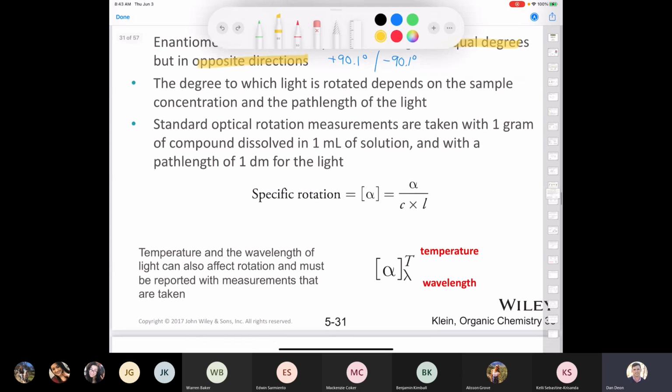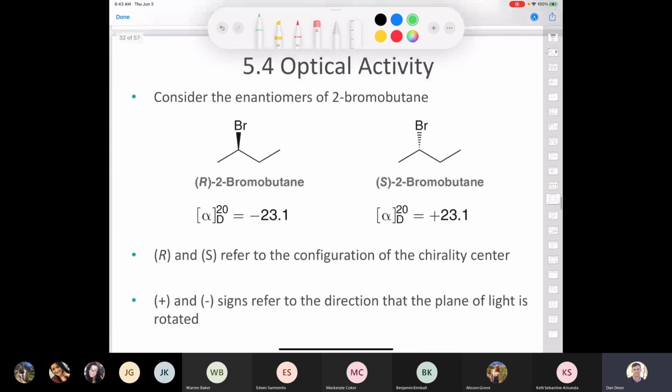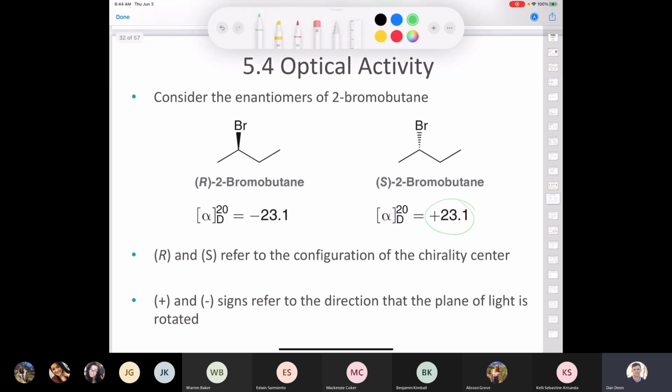However, it's handy to know that the optical rotation is the angle. We put that in here in square brackets. This number up here is the temperature. We usually measure everything at 20 degrees Celsius, so it's usually just a 20. And then the wavelength, like I told you, is 589 nanometers, which is the D line of sodium, so we usually just put a D here. We use a sodium lamp. So again, let's say you have R and S 2-bromobutane. If one of them rotates the plane polarized light, using the D line of sodium at 20 degrees Celsius, at negative 23.1, that means the enantiomer is going to rotate it positive 23.1.